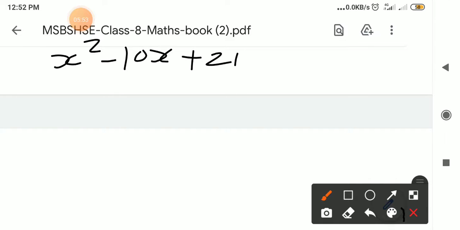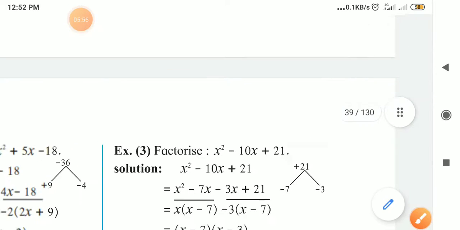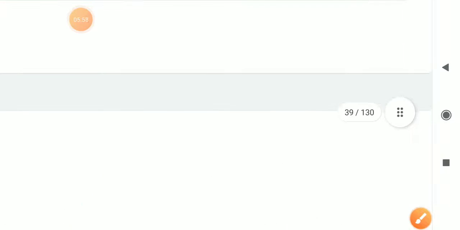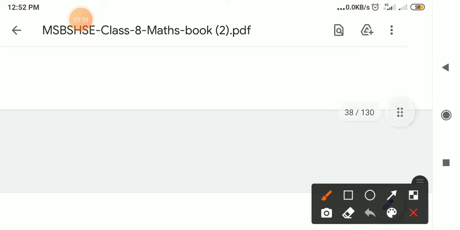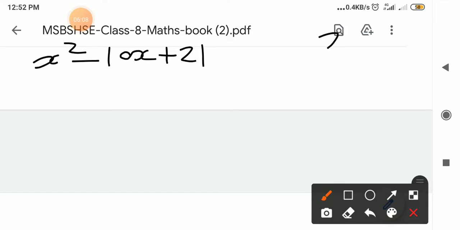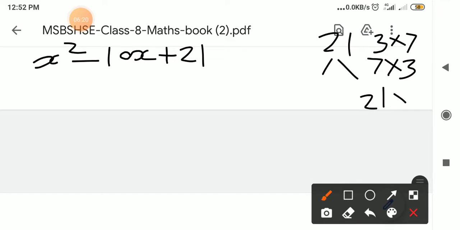x square minus 10x plus 21. So 21's factors are, okay, you know that 21 is present in which table? 3 sevens are 21, 7 threes are 21, then 21 ones are 21. Okay, from this we have to select the factors.